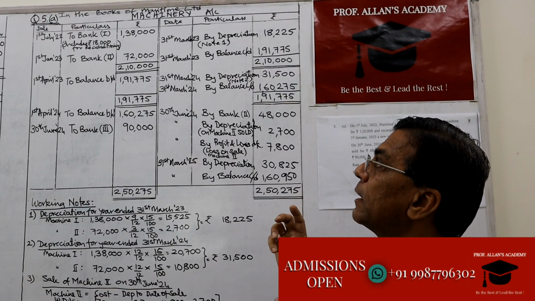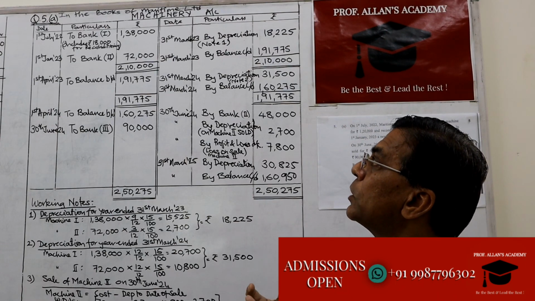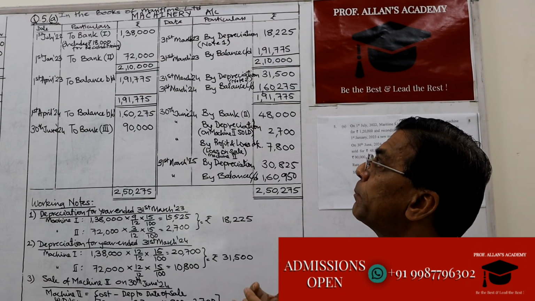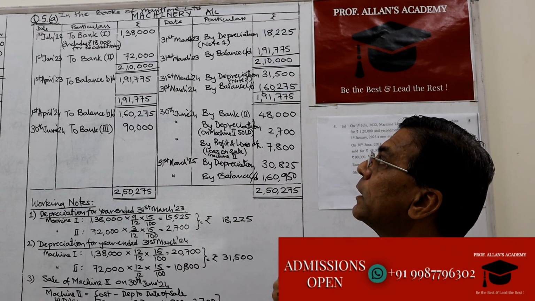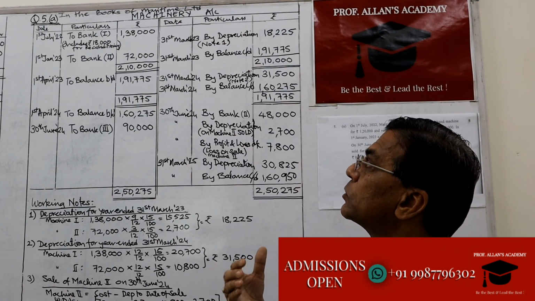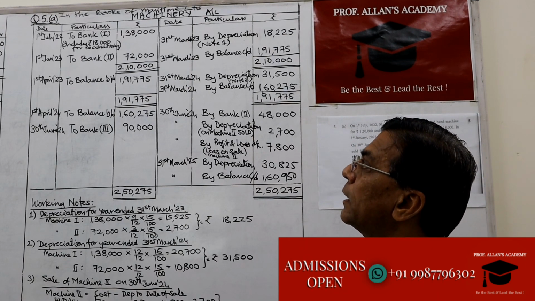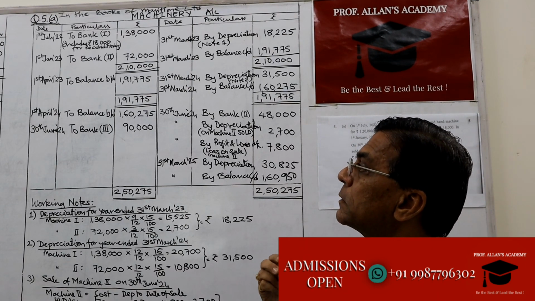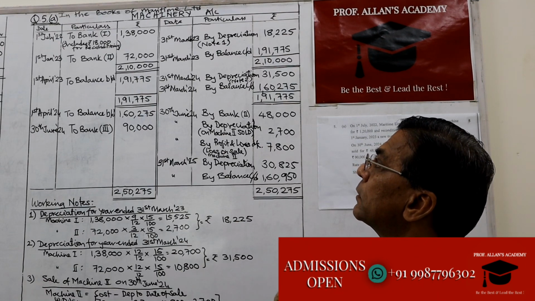Remember, this 1,38,000 is inclusive of reconditioning the asset. The price at which it was purchased was 1,20,000, but the reconditioning cost is 18,000. So the total cost of the asset is 1,38,000. That means the reconditioning cost has been capitalized.